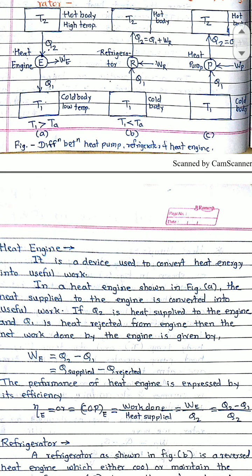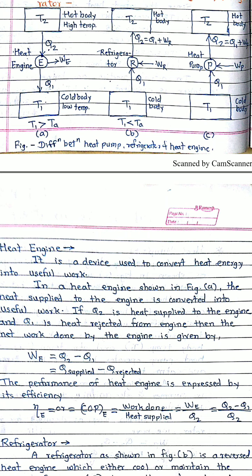In contrast, the refrigerator is there. If you look at the arrows, here the arrows are different from the heat engine. In this refrigerator, figure B, the upward arrows are shown. So the heat is flowing from low temperature to high temperature, and in this case work is done on the refrigerator.